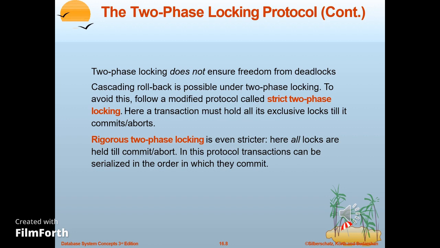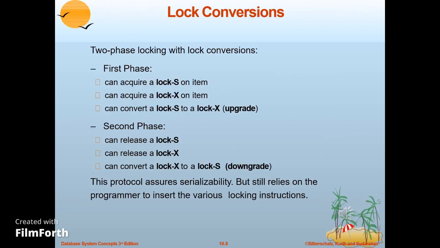Another type is the rigorous two-phase locking protocol. This is even stricter. Here all the locks, not only the exclusive but also the shared locks, should be held till commit or abort. The transaction should not release either a shared lock or an exclusive lock until it makes the commit or abort operation. So what is lock conversion? Converting from one lock mode to another lock mode. We can convert a shared lock mode to an exclusive lock mode, which is called upgrade. Conversion of an exclusive lock mode to a shared lock mode is a downgrade.